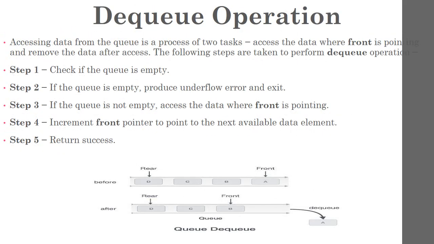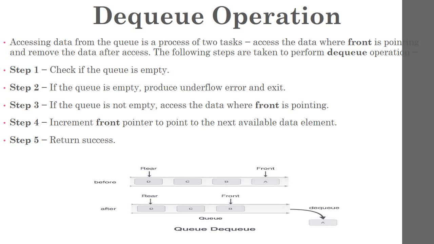Dequeue operation. Accessing data from the queue is a process of two tasks: access the data where front is pointing, and remove the data after access. The following steps are taken to perform the dequeue operation.